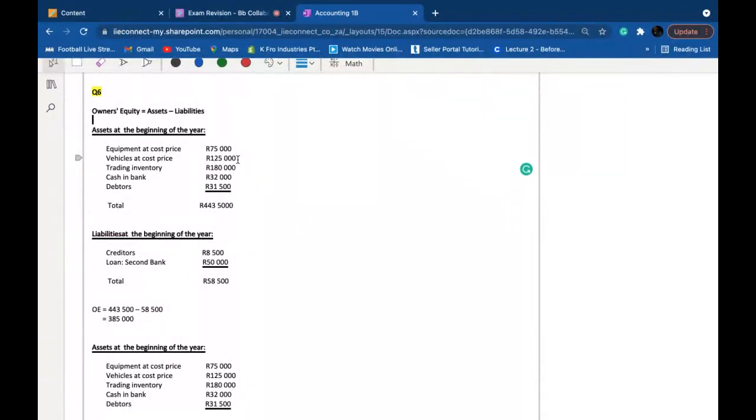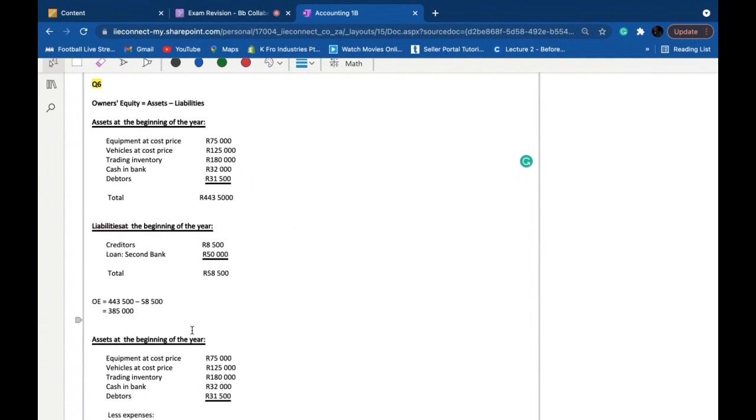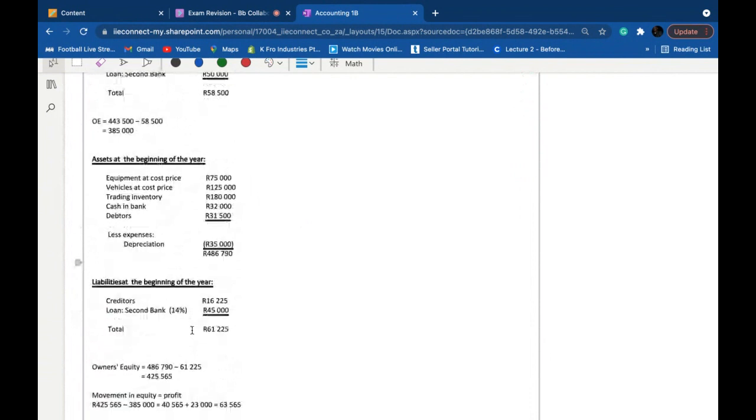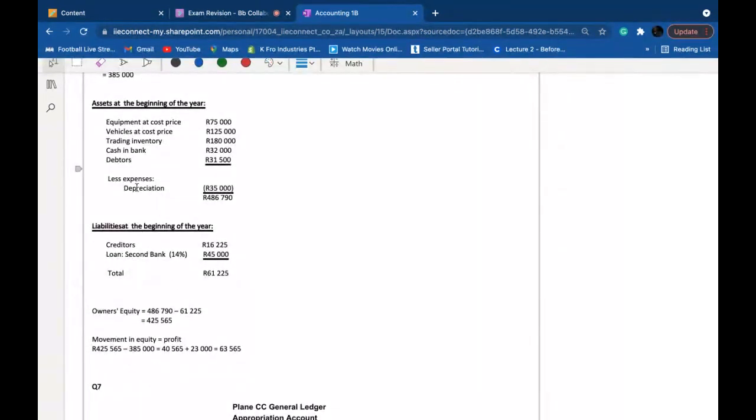So there we have it. You've put in all your assets. You got your assets total. You put in all your liabilities. There's only the creditors and that long-term loan. You got your 58,500 and you deduct it, you get your owner's equity. So this is the owner's equity at the beginning of the financial year that we're actually interested in. Then we do the same thing, but this time at the end of the year.